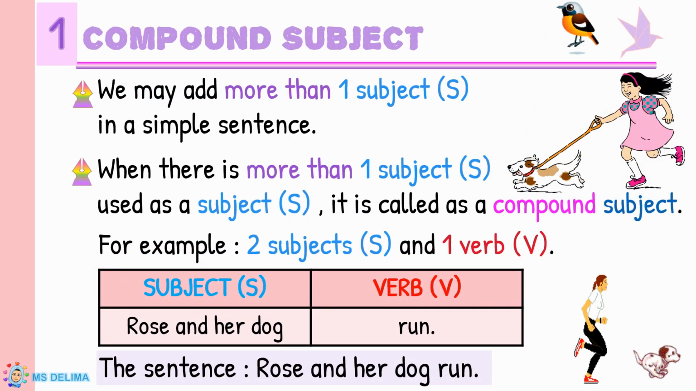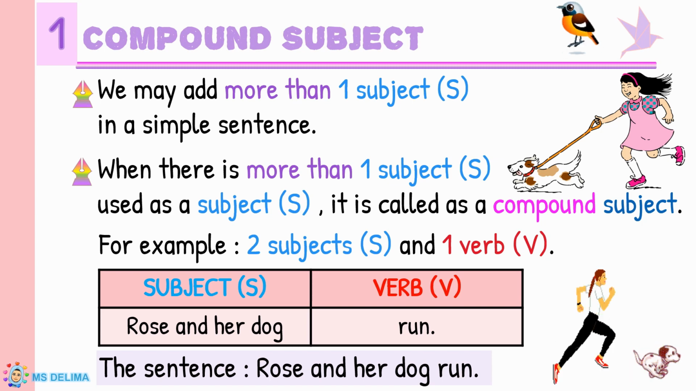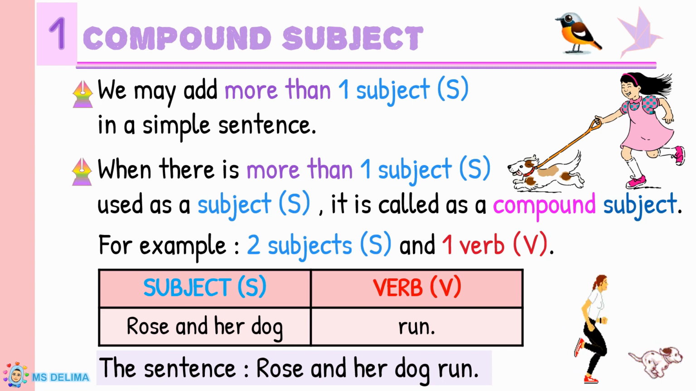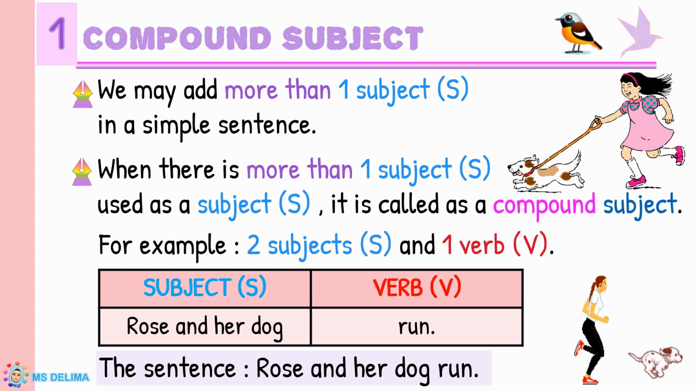Compound subject. We may also add more than one subject in a simple sentence. So when there is more than one subject used as a subject, it is called a compound subject. For example, if there are two subjects and one verb. There are two subjects here, Rose and her dog, and they are doing the same thing. They run. So the sentence here, Rose and her dog run.